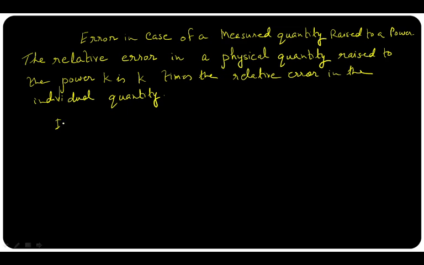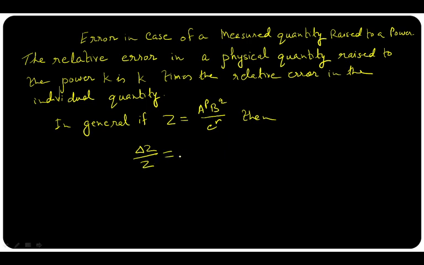In general, if capital Z is equal to a to the power p, b to the power q by c to the power r, then del z by z is equal to p del a by a plus q del b by b plus r del c by c.